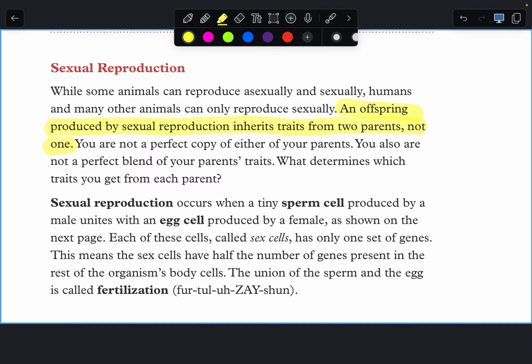You are not a perfect copy of either of your parents. You also are not a perfect blend of your parents' traits. What determines which traits you get from each parent? Sexual reproduction occurs when a tiny sperm cell produced by a male unites with an egg cell produced by a female, as shown on the next page. Each of these cells, called sex cells, has only one set of genes. This means the sex cells have half the number of genes present in the rest of the organism's body cells. The union of the sperm and the egg is called fertilization.